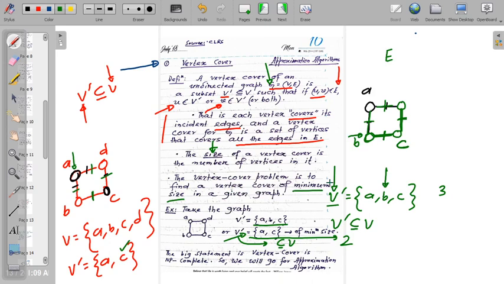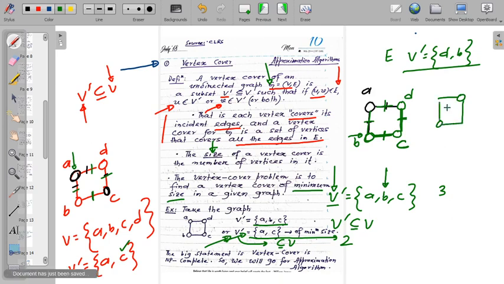Now the vertex cover problem is to find the vertex cover of minimum size. So if I consider this V prime, that is the minimum vertex cover. We can consider another one, D and B. That is also a vertex cover, because vertex D covers these edges and vertex B covers these edges. Then we cover all the edges of the E set.